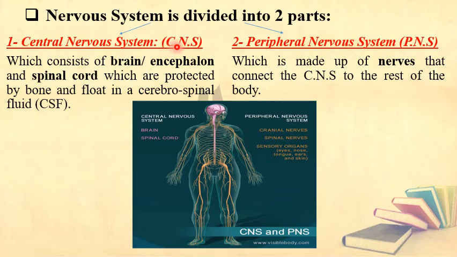So the central nervous system, the CNS, consists of the brain or encephalon and the spinal cord, which are protected by a bone. You know, we have the skull, and inside it we have a cerebrospinal fluid in order to protect the brain. And with respect to the peripheral nervous system, the PNS, it includes the nerves that connect the CNS to the rest of the body.